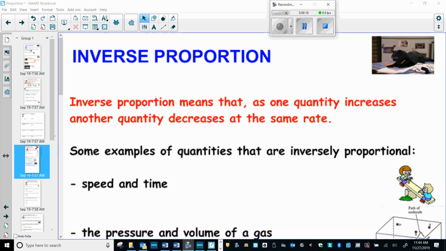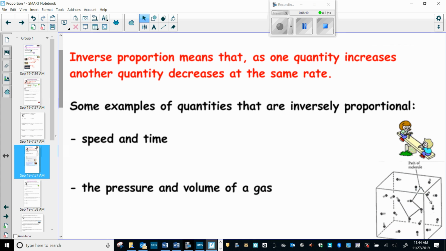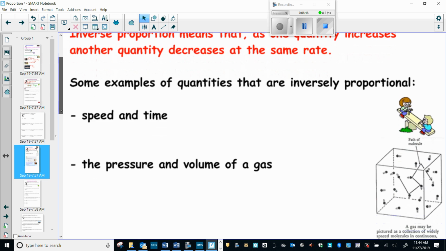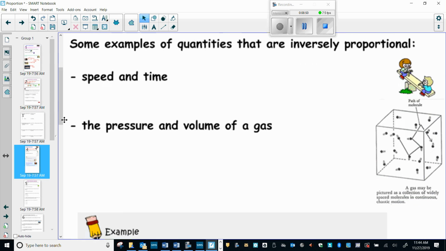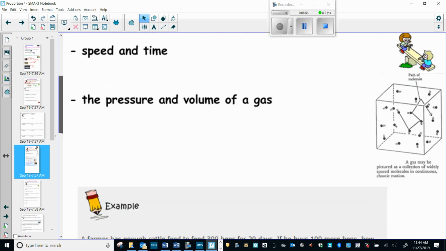All right, so we're moving on to the inverse equation. We've done direct, so that as one thing increases, the other also increases. Inverse means as one increases, the other decreases. A couple of examples: speed and time. As the speed increases, the time decreases, because obviously it takes less time to get there. Pressure and the volume of a gas: as the pressure increases, the volume decreases.